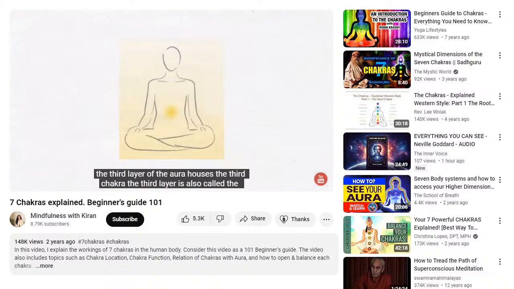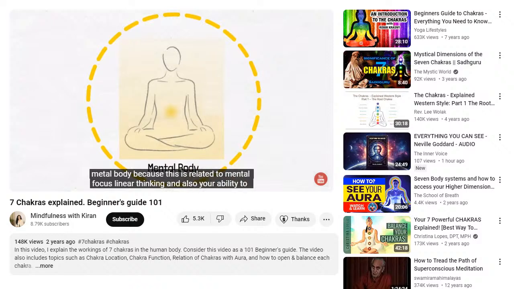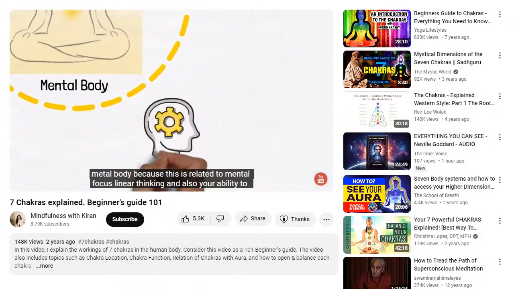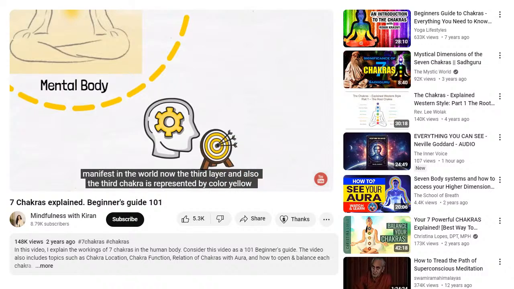The third layer of the aura houses the third chakra. The third layer is also called the mental body because this is related to mental focus, linear thinking, and also your ability to manifest in the world.